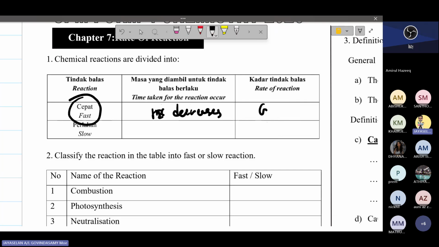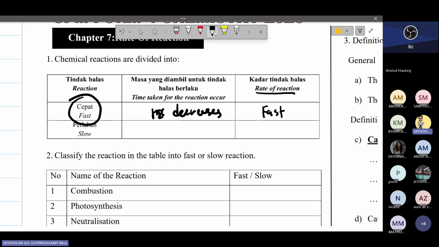Okay, some of you put this word, greater. Greater cannot. Greater we use for human being. Arvin is a greater person? Arvin is a great person. Cannot. For reaction, high or low. That's all. So please remember when rate of reaction, don't put fast.